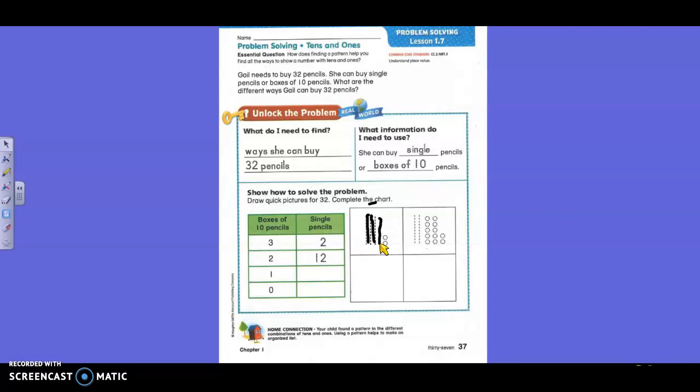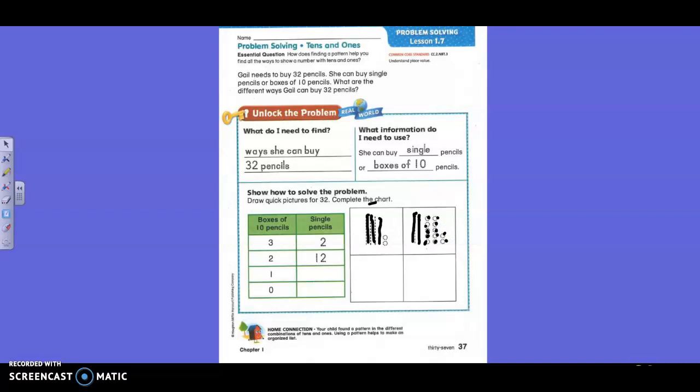Okay? Then they said, well, instead of buying 3 boxes, maybe she only bought 2. So here's your 2. Well, then how many more did you need? Well, that's 10 and then 20. 21, 22, 23, 24, 25, 26, 27, 28, 29, 30, 31, 32. Okay? So then they showed you the second way to do it.